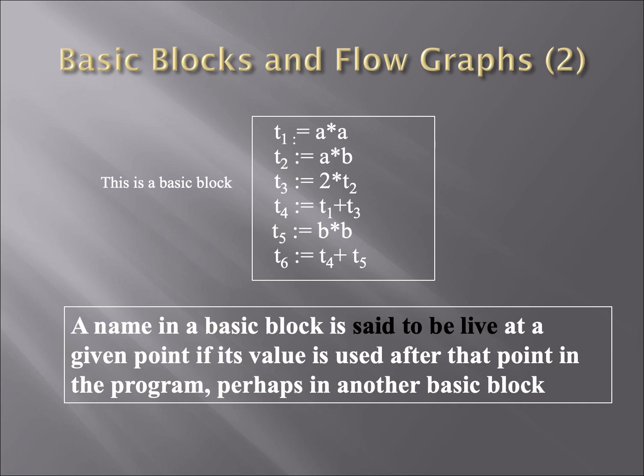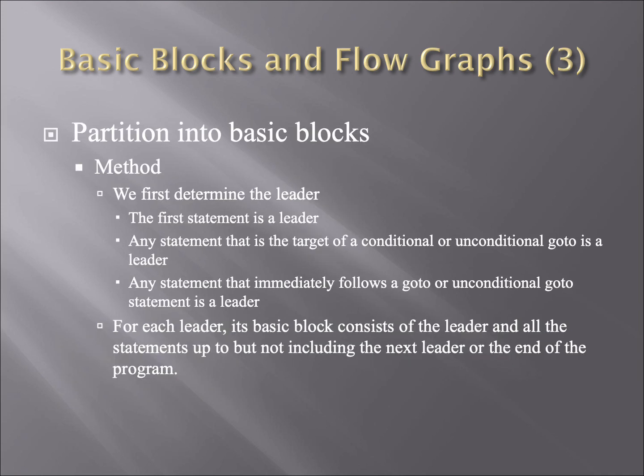That is, if a particular variable is live, it might be used in the same block, or it might be used in the next consecutive block also. As long as the variable is used in the remaining consecutive blocks, we can say that that particular variable is said to be live. Okay, how to partition the basic block?